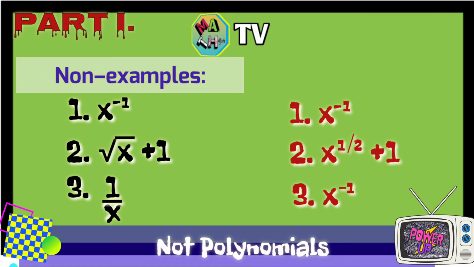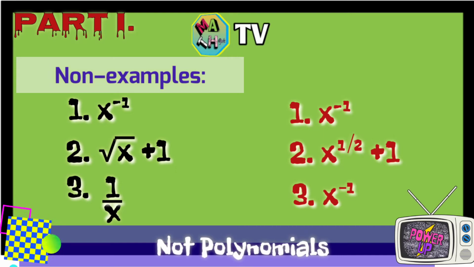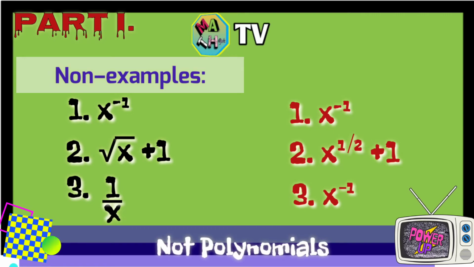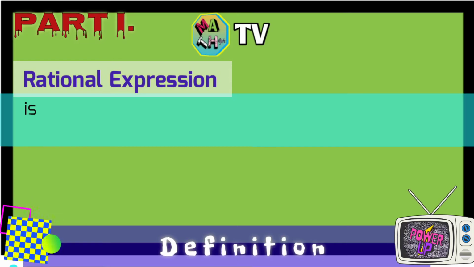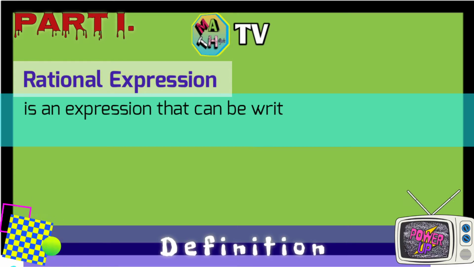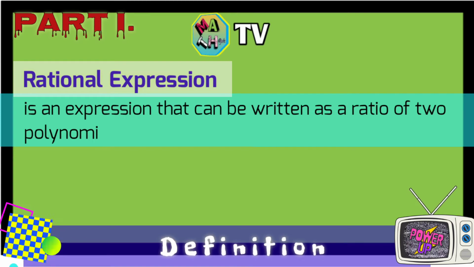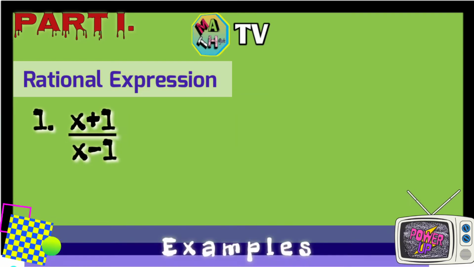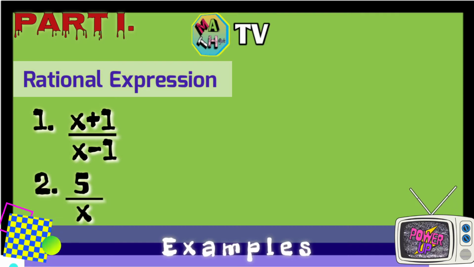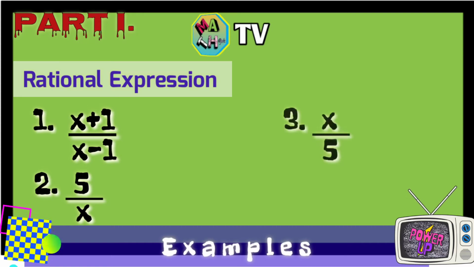I hope everything now is crystal clear about polynomials. So let us proceed to rational expression. A rational expression is an expression that can be written as a ratio of two polynomials. Example, x plus 1 all over x minus 1. 5 over x. X over 5.